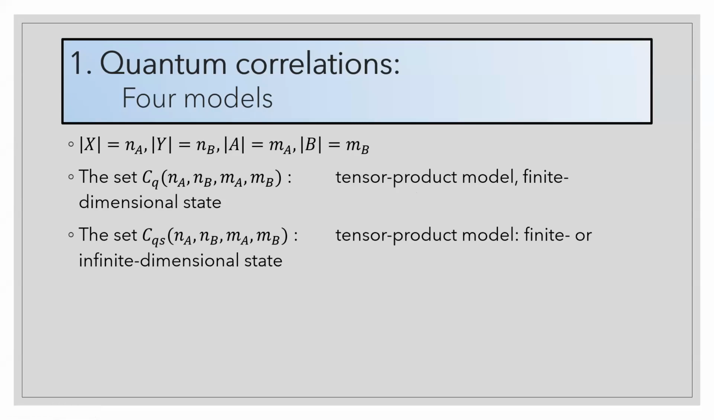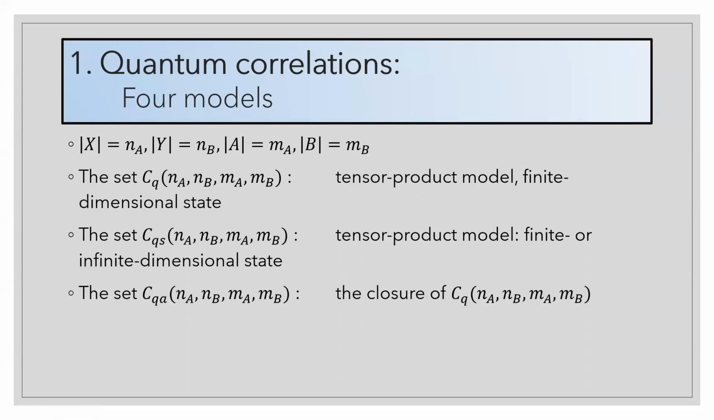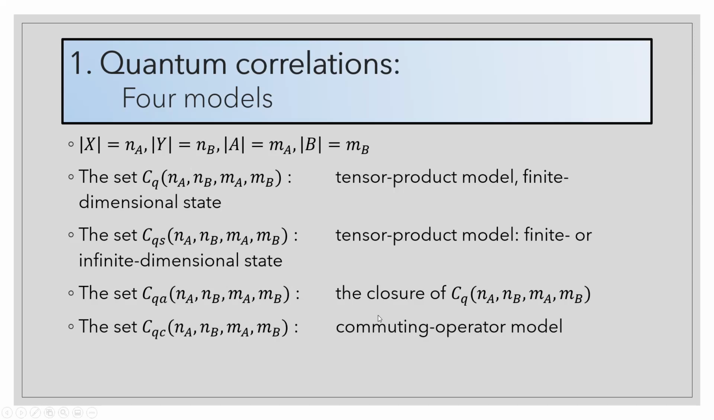If we drop the requirement about the finiteness and allow measurements on infinite dimensional quantum states, then we are in the set C sub QS of NA-NB, MA-MB, where S stands for spatial. And lastly, we define CQA to be the closure of the corresponding CQ set. Here, A stands for approximate, and this set contains all the correlations that can be approximated arbitrarily well by correlations from the CQ set. And lastly, we drop the requirement about the tensor product structure and simply require Alice and Bob's measurements to always commute. Then we are in the commuting operator model, and the corresponding set is denoted by C sub QC.